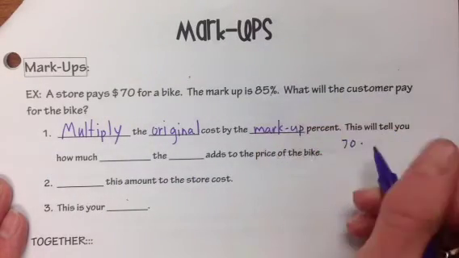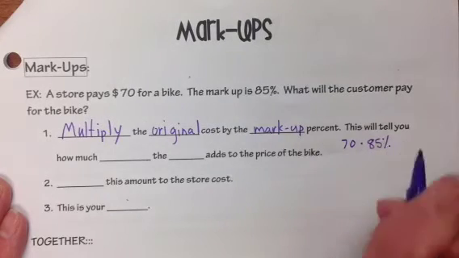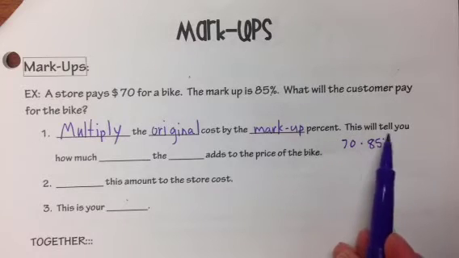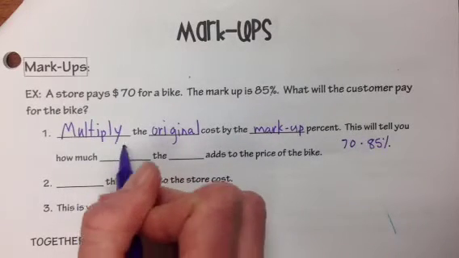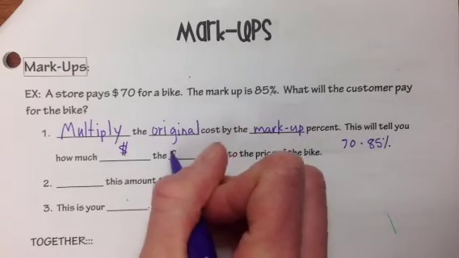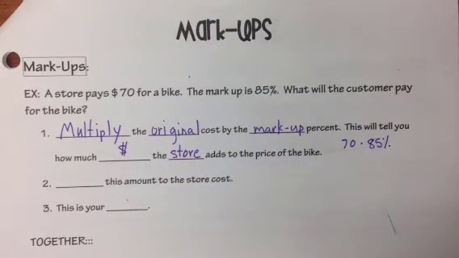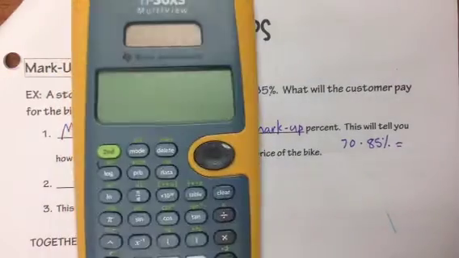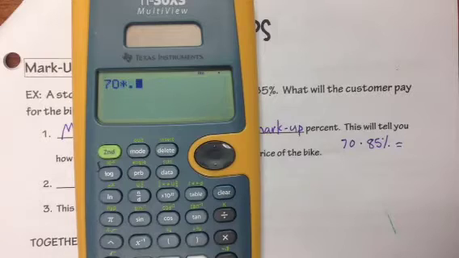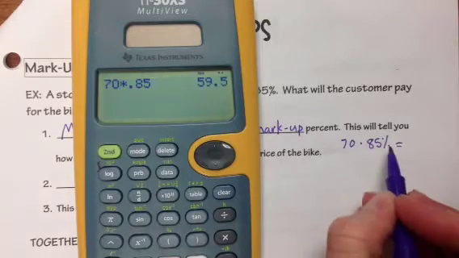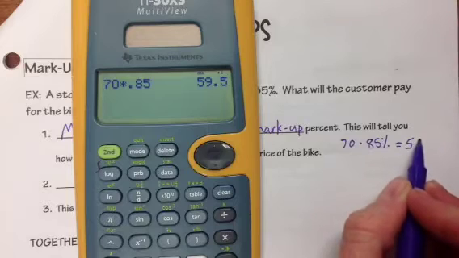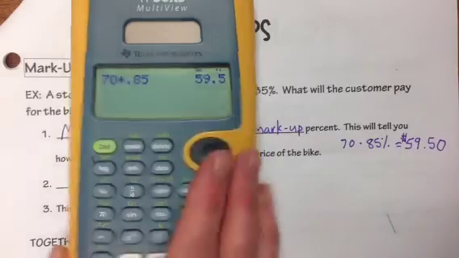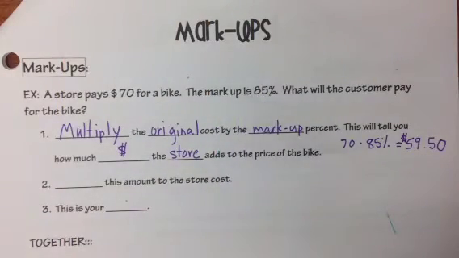and we times it by the 85%, or for those of you who know, I like to use 0.85 instead. Anyhow, this is what will tell you how much money the store adds to the price of the bike. Okay, so when we do this, and I'll show you on the calculator, I'm going to use 0.85. If you like the percent key, that's fine. This is saying that they're going to make $59.50 from you buying that at a markup of 85%.